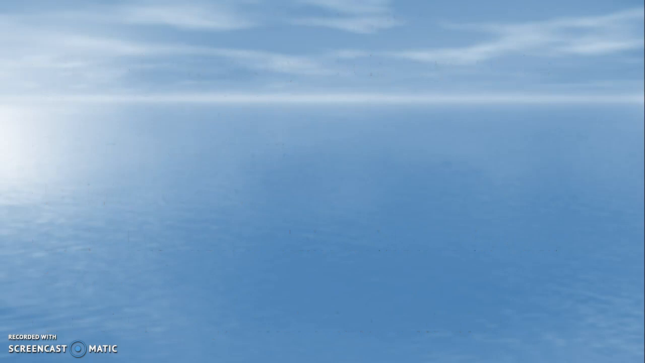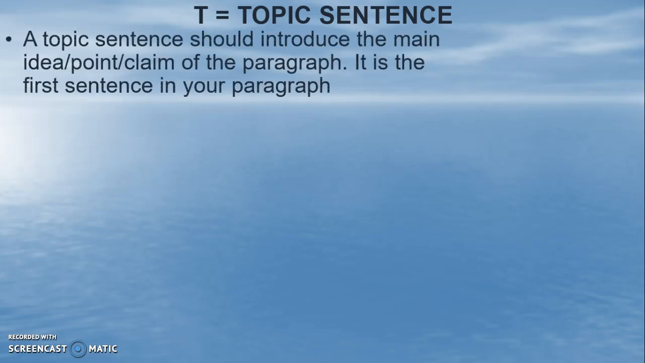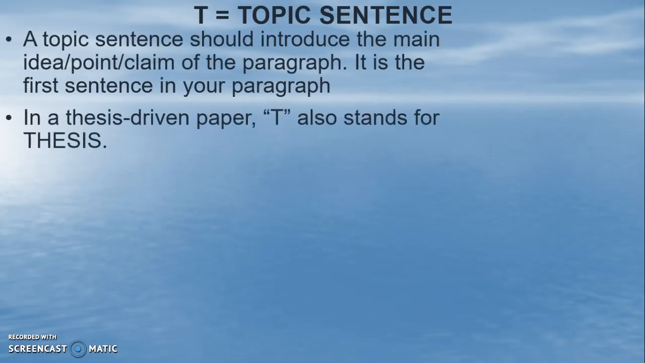The first sentence in any paragraph should be a topic sentence, which introduces the main idea, claim, point, etc. of the paragraph. When you are writing a paper to support a specific thesis or claim, the T for topic sentence also stands for the T in thesis. The thesis statement is the main claim or argument of an entire essay. This means that each topic sentence should refer back to the thesis.